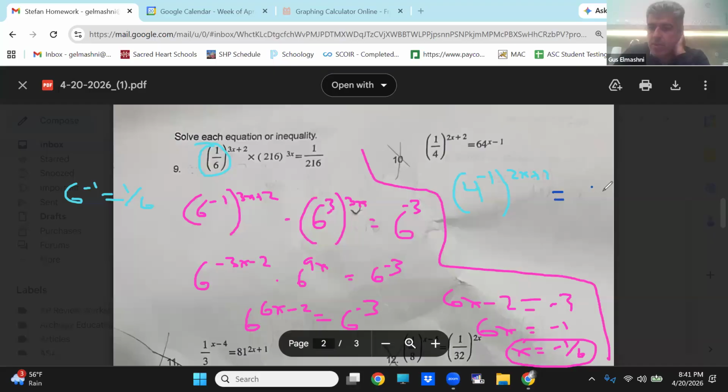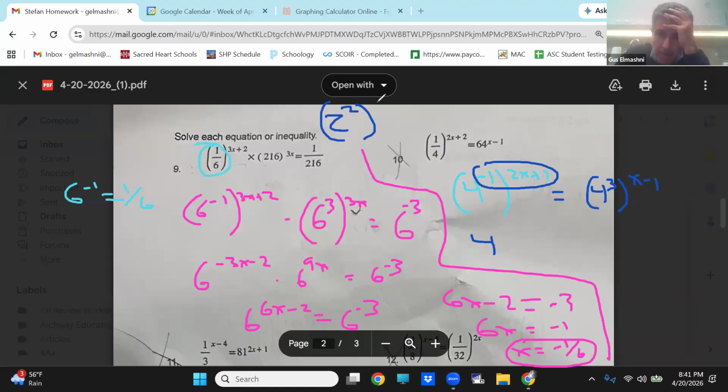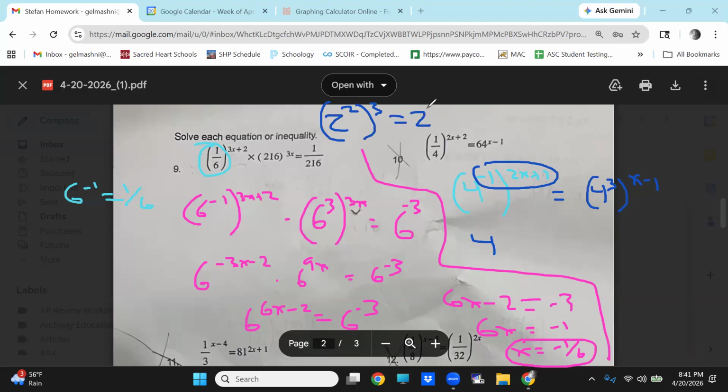And 64 is, of course, 4 cubed, right? So remember, use your properties of exponents. So what happens when I have -1 raised to 2x plus 1? How do I combine these exponents? Remember, we talked about this. So you have 2 squared raised to the third power. That became what? 2 to the sixth. Right. So you multiply.